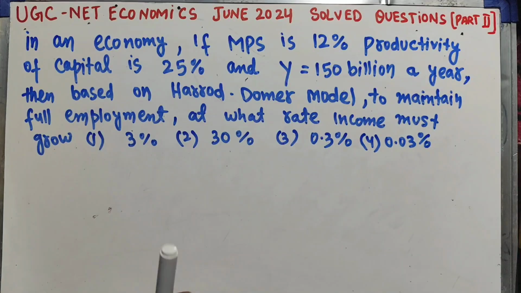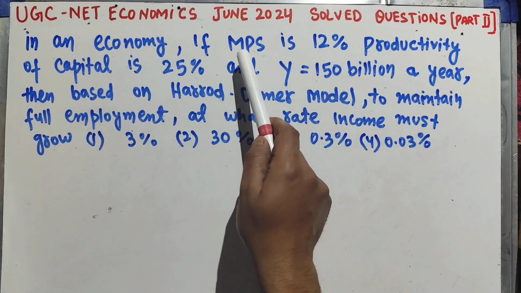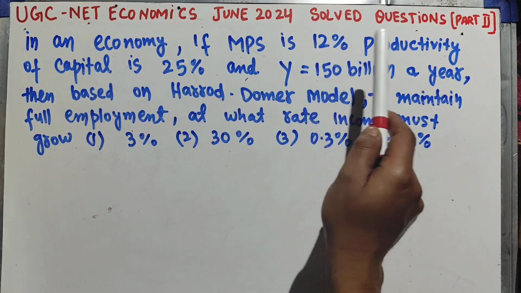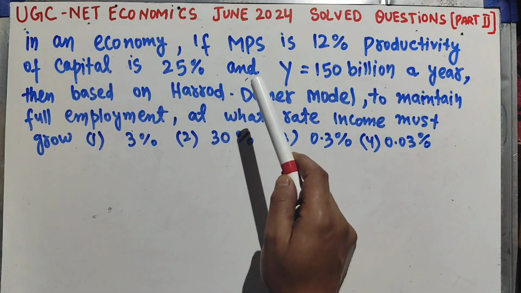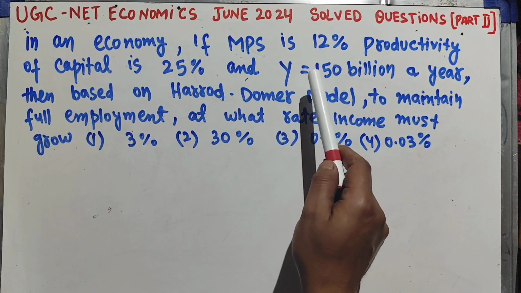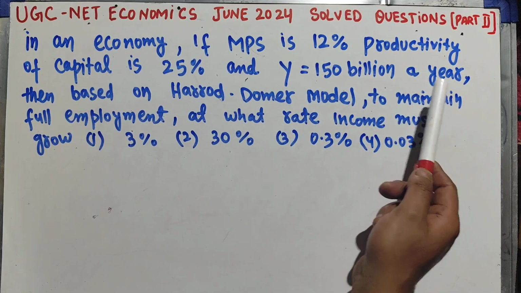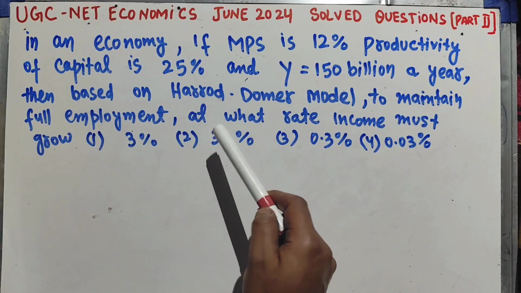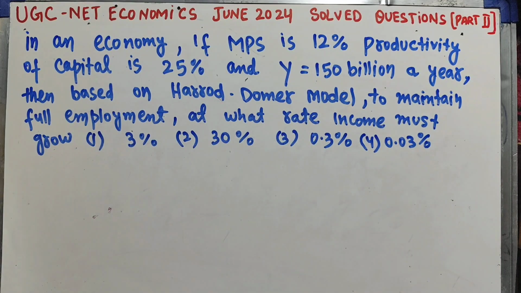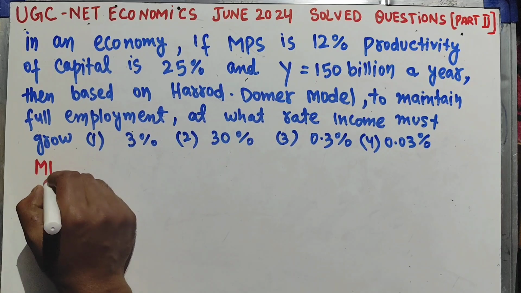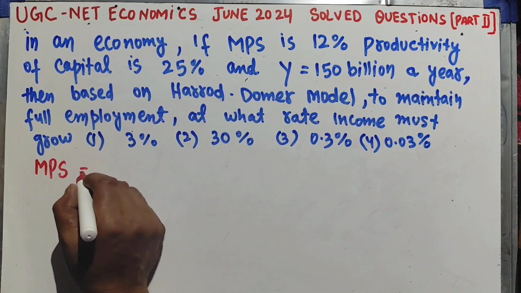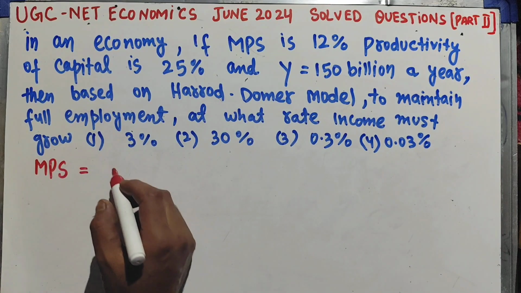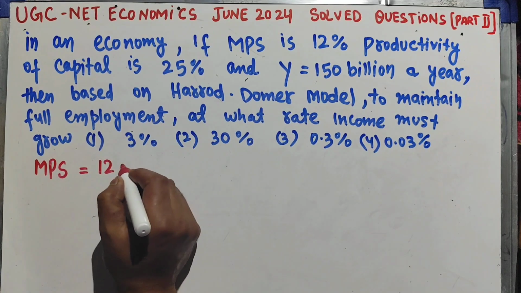Next question is, in an economy, if marginal propensity to save is 12%, productivity of capital is 25%, and GDP is equal to 150 billion a year, then based on the Harrod model, to maintain full employment, at what rate must income grow? Options are being given. We need to find out the correct option. Okay, so what are we being given? We are being told that marginal propensity to save is here 12%.